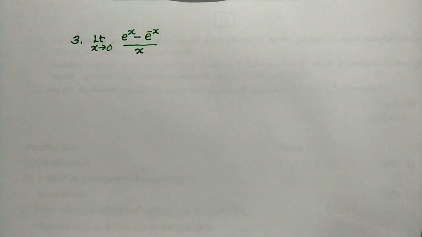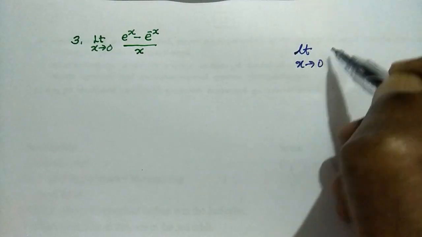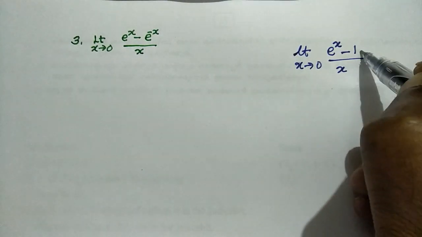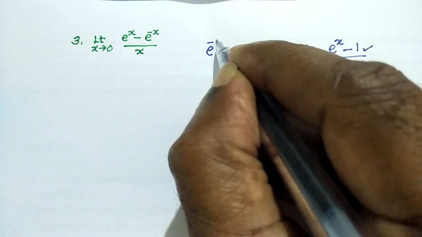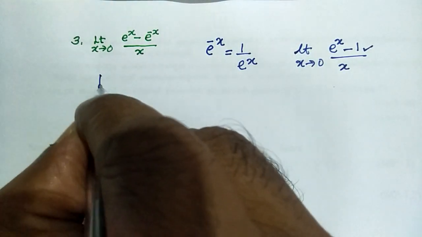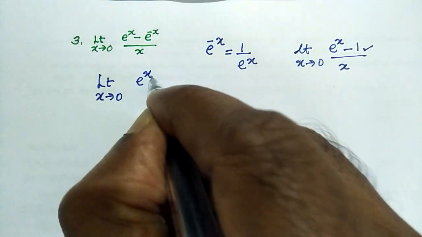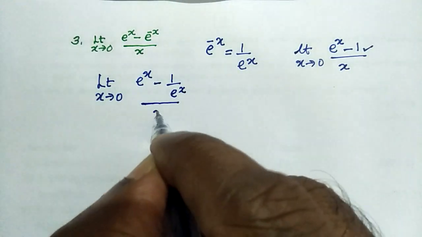Another problem. Limit x tends to 0, (e raised to x minus e raised to negative x) divided by x. So what happens? The standard result is (e raised to x minus 1) by x, so there should be 1. But here it is e raised to negative x. So change. E raised to negative x is equal to 1 by e raised to x. So our question reduces to limit x tends to 0, (e raised to x minus 1 by e raised to x) all divided by the same x.